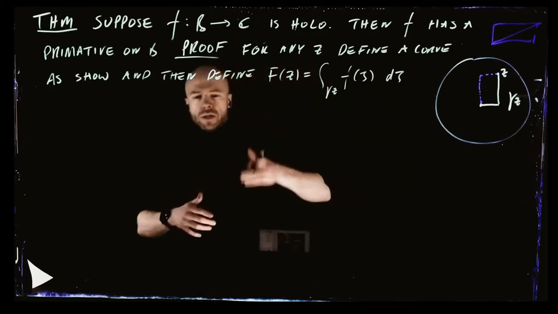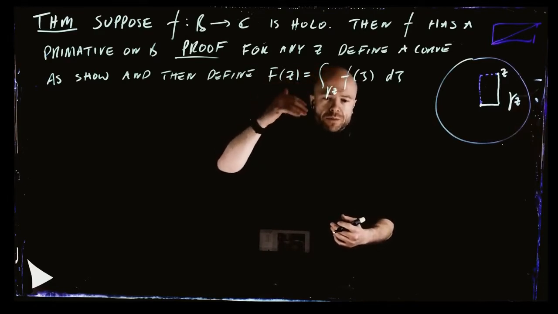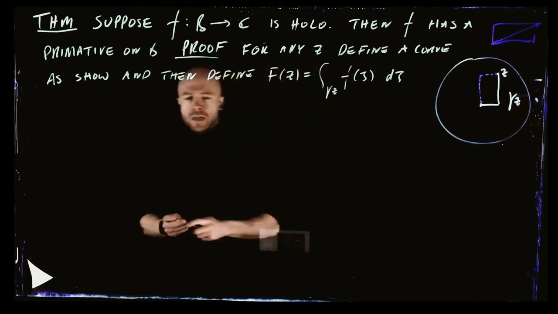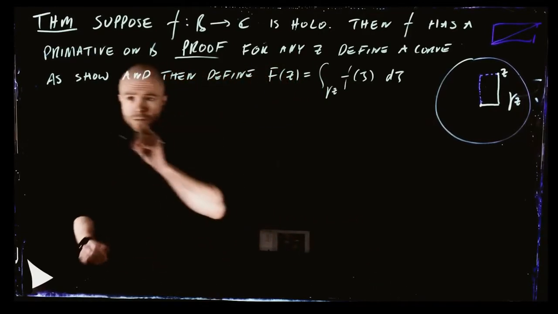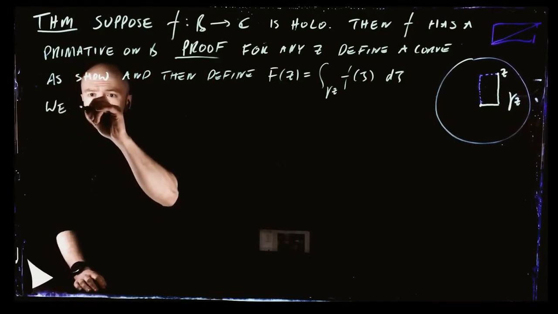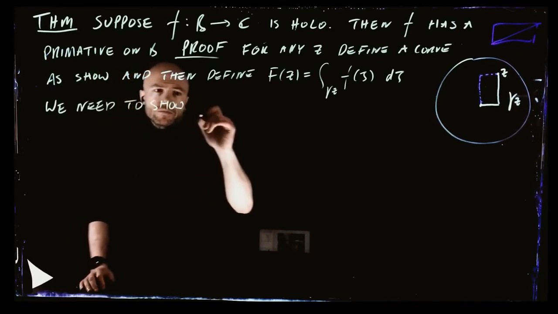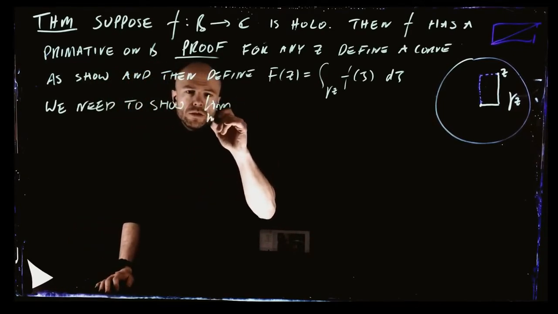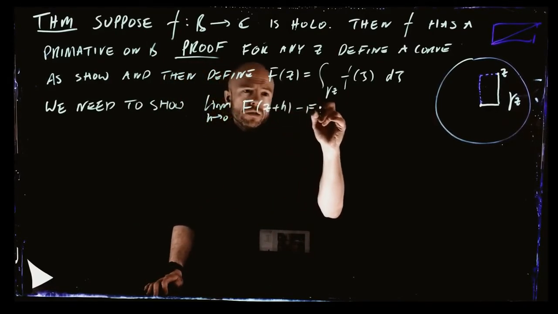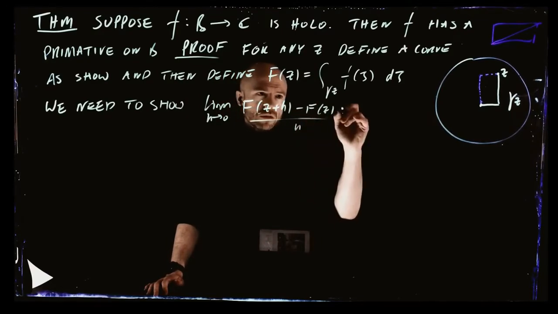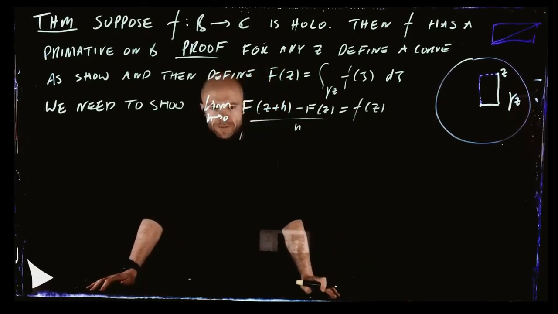Okay, so my suggestion for you last time was that you think about how this thing can form a primitive. Did you do that? Do you have any ideas? So we're going to have to show that the limit as h goes to 0 of F of z plus h, firstly we want this limit to exist, and we also want it to be equal to little f. Any ideas about that?